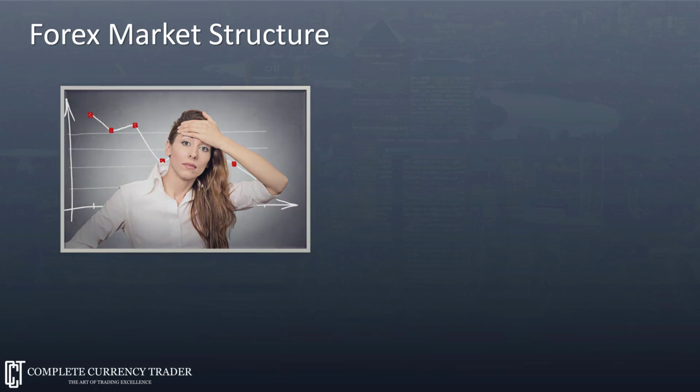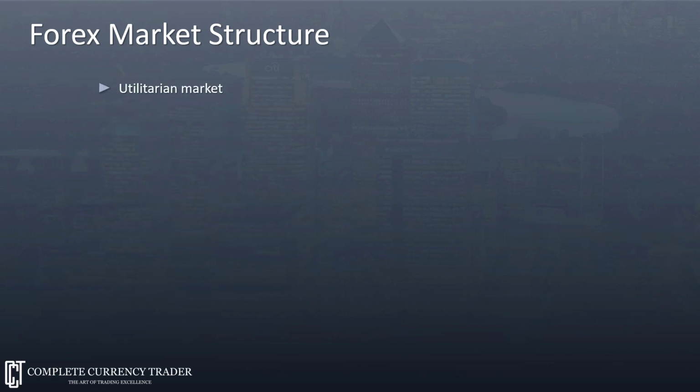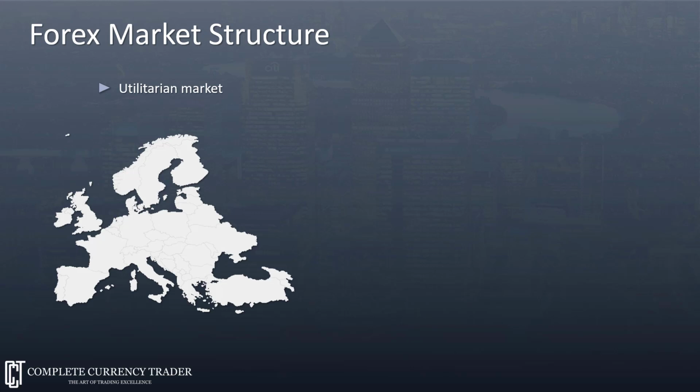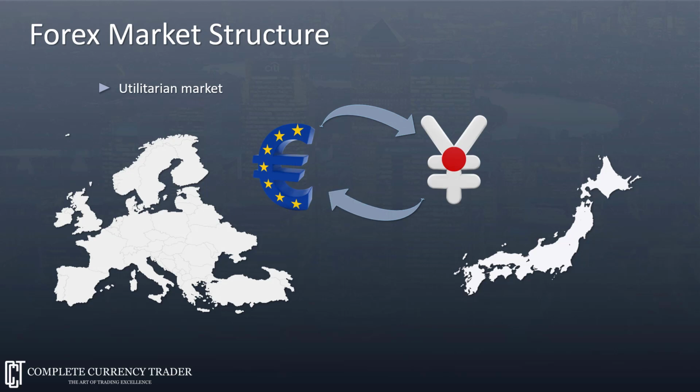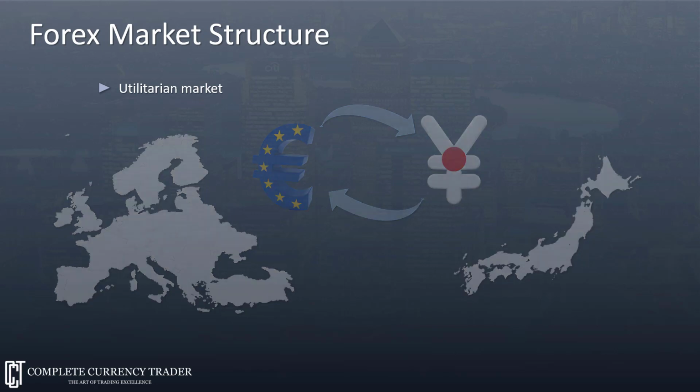To start with, Forex is a utilitarian market. It exists purely to provide a service, and that service is to facilitate international cross-border commerce. If someone in Europe wants to buy something in Japan, they first of all have to change their euros for Japanese yen, and likewise if they were to sell something in Japan, they would have to change the yen that they received back into euros in order to spend them at home. That is the primary reason for the foreign exchange marketplace. International business dealings. It's a service rather than a means of investment.